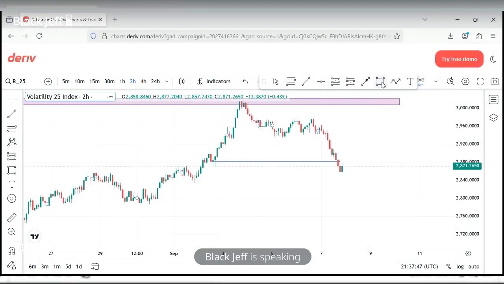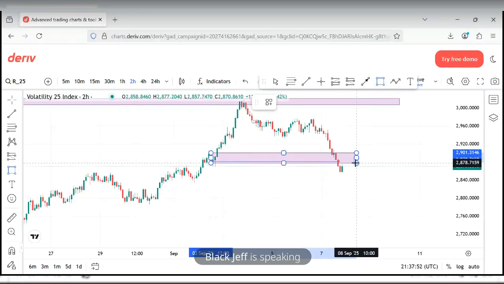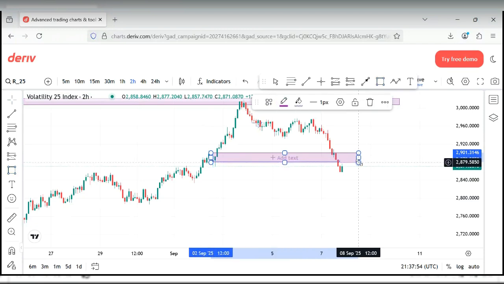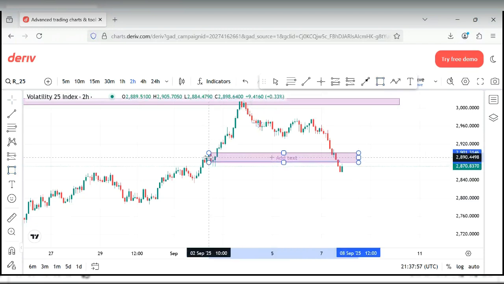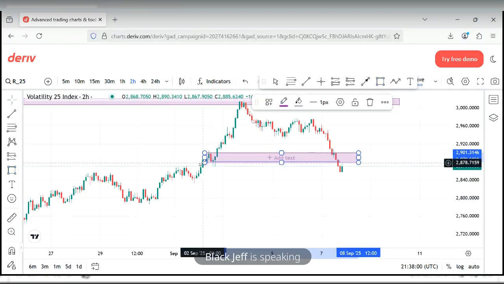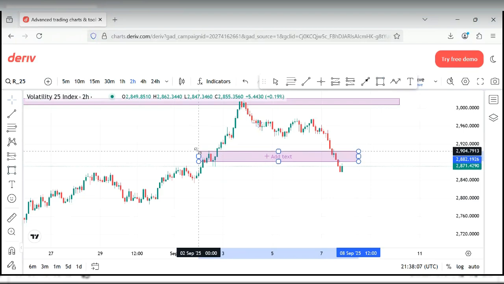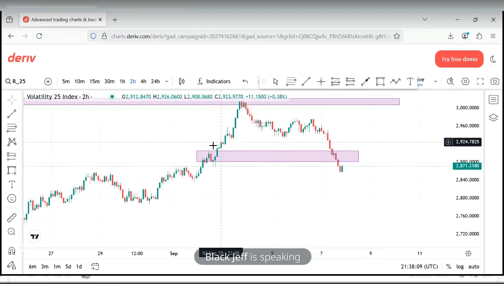The next thing I want to do is draw a box on it. First of all, sit on the 2 hour time frame and draw a box covering it. After drawing this box, the next thing I want to do is go on the 1 hour time frame. First, I must set this level on the 2 hour time frame. Then I go on the 1 hour time frame to confirm this key level.